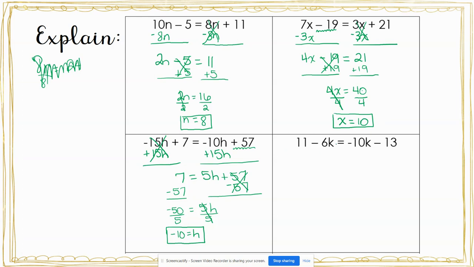Now in this case, this k has a coefficient of negative 6, and this k has a coefficient of negative 10. Well, negative 10 is smaller than negative 6, so I'm going to move my negative 10k. So I'm going to use the inverse of what is happening here. In front of my 10k, I see that there's a negative sign, which is the same as a minus sign. So the opposite of that is a plus sign. So I'm going to do plus 10k on both sides of this equation.